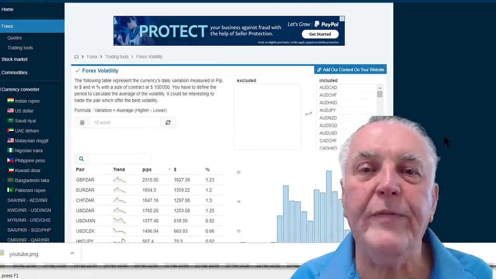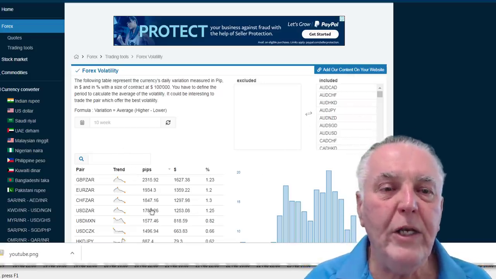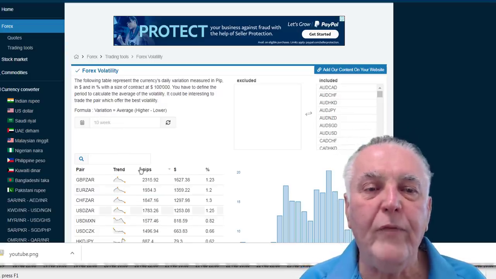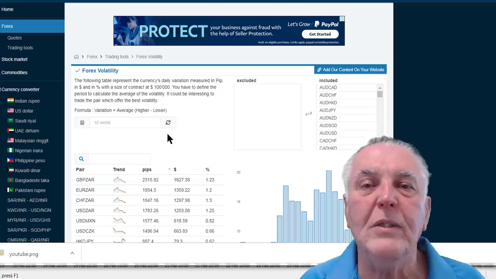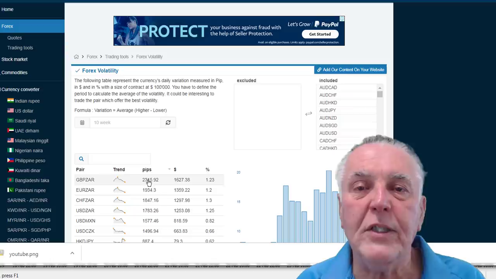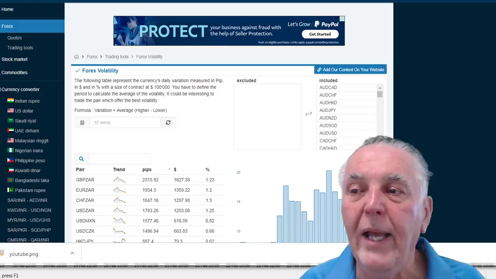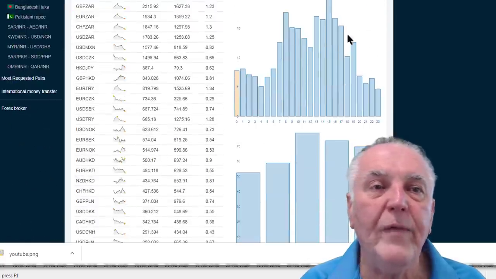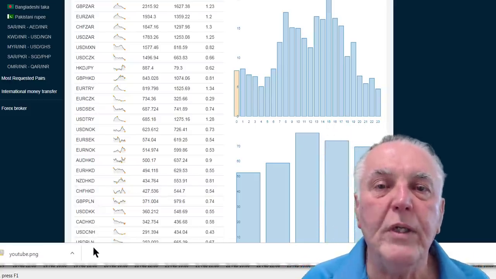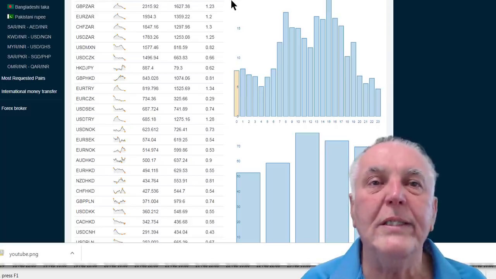Okay, and here we are on the MATF website on the volatility page, and here you can see they measure the volatility over a 10-week period, and they've got a lot of currencies that they're doing that to on a continuous basis. Now it's weekend now, so the figures won't move, but they can move from time to time. So here we have a list of currencies, most probably about 70 or so different currencies, and you can sort this list as you like.